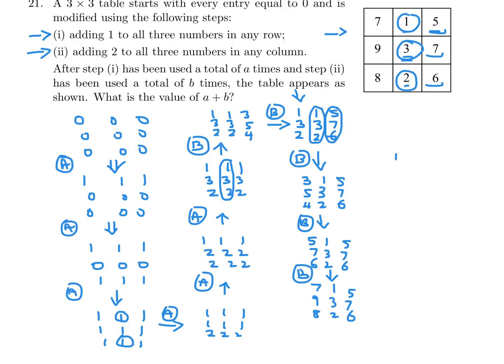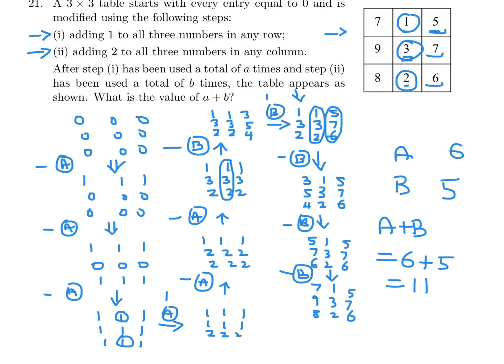So how many A's did I use and how many B's? A's: 1, 2, 3, 4, 5, 6. 6 A's. B's: 1, 2, 3, 4, 5. 5 B's. So A plus B would be 6 plus 5, and 6 plus 5 is 11. So the answer to this is 11.